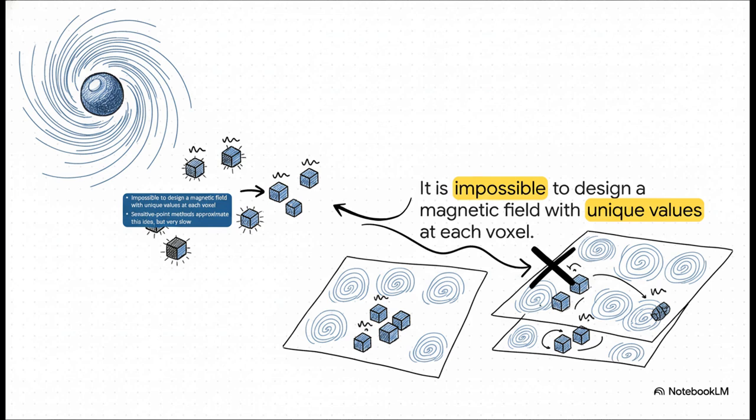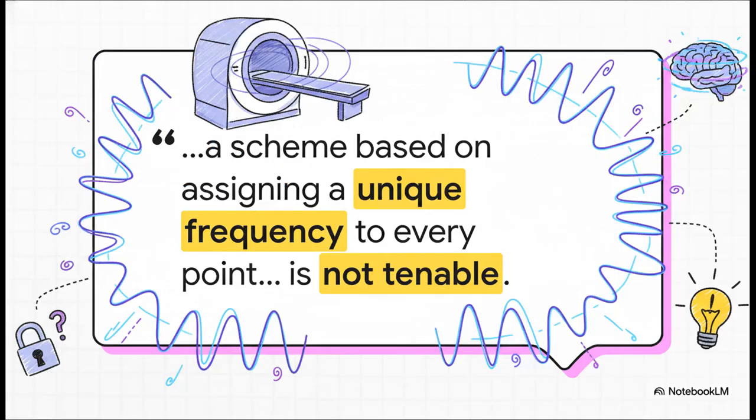It is physically impossible to construct a magnetic field where every single point within a 2D plane or a 3D volume has its own unique field strength. It just can't be done. No matter how you try to design it, you'll always have multiple points sharing the same frequency. This quote from the source material really says it all. This whole approach is, and I quote, not tenable. It's a fundamental physical limitation that we simply can't engineer our way around.